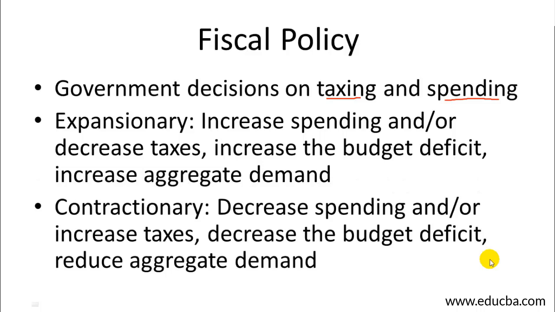Contractionary, my apologies, is where they do the opposite: decreasing spending and/or increasing taxes. So they can decrease spending, they can increase taxes, or have a combination of both. In the opposite case, they'll create a decrease in the budget deficit, where the revenues are going to be more than the expenses.